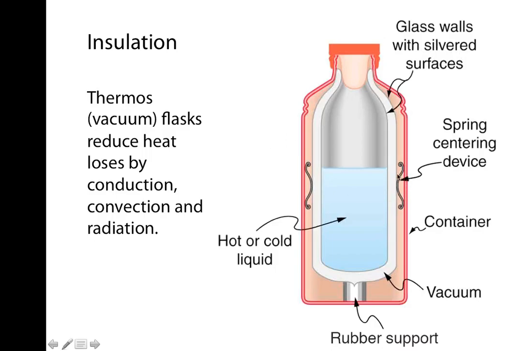Of course, this big glass thing has to be kept inside the container. But again, you want to minimize the contact between that container and the actual glass walls. So you just have these springs to keep it in the middle, a rubber, and of course a bung on the top to stop anything escaping. And that way you keep your hot liquid hot or your cold liquid cold.